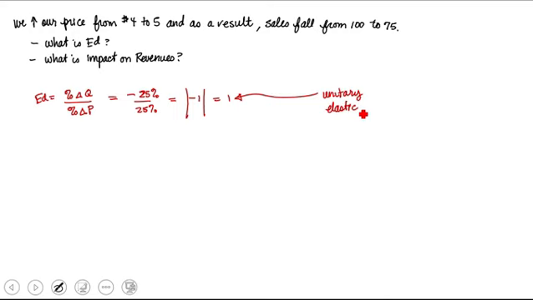Unitary elastic. So, what happens to revenues here? Revenue goes up, stays the same, or went down? Well, let's plug it into the equation. Price times quantity. Now everyone take a second and draw your arrows in the right direction.